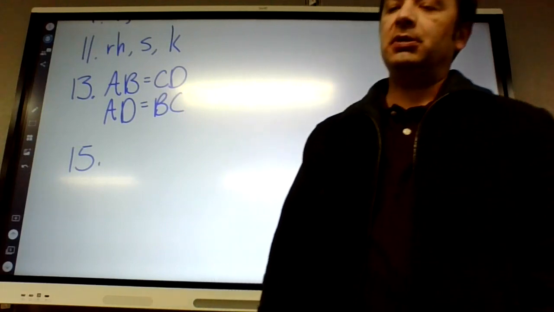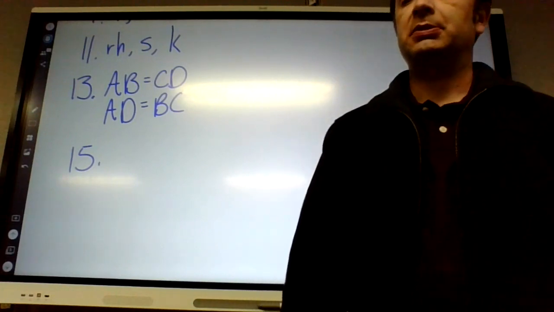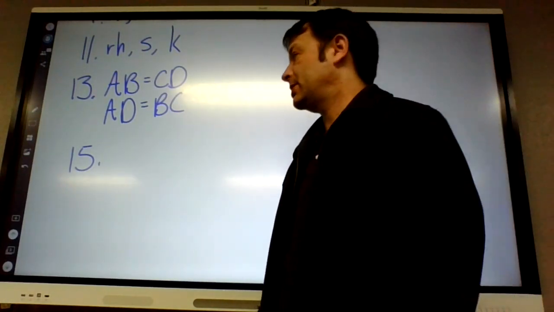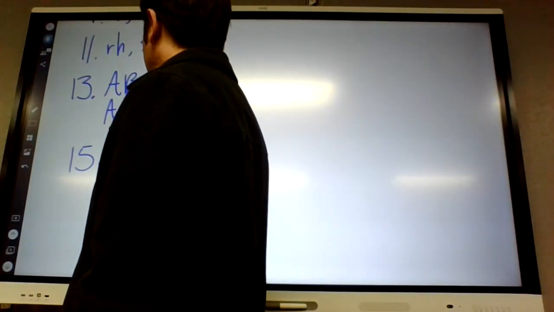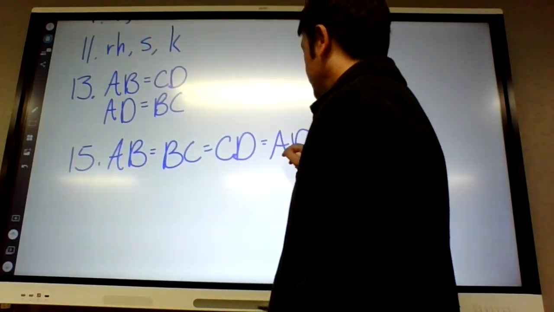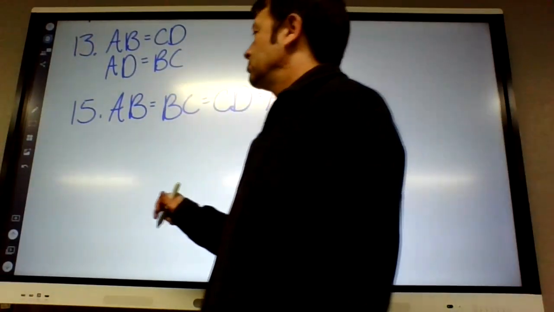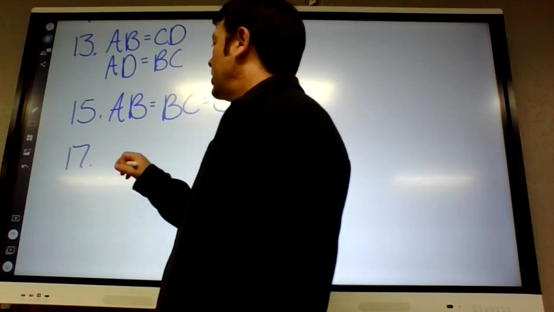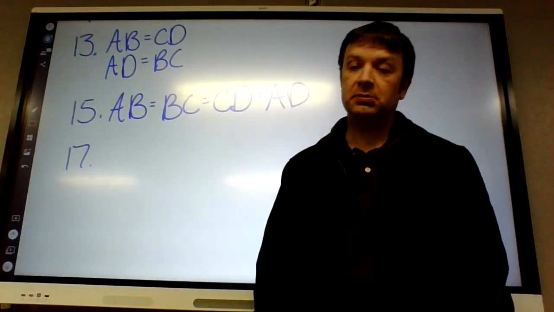Number 11. So what needs to be equal in length for that to be a rhombus? All the sides. That's the definition of a rhombus. All sides are congruent. So AB would need to equal BC, equal CD, equal AD. Wait, why aren't we putting a line above them? Because when you don't put a line, you're talking about the length of the segment.